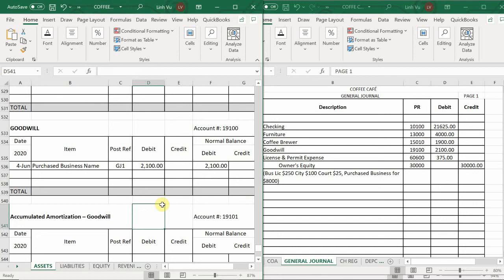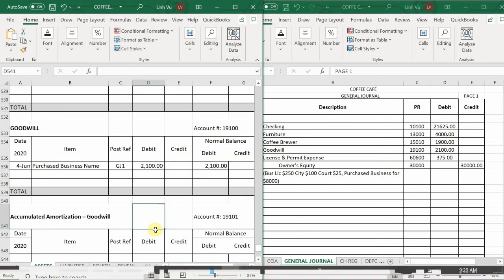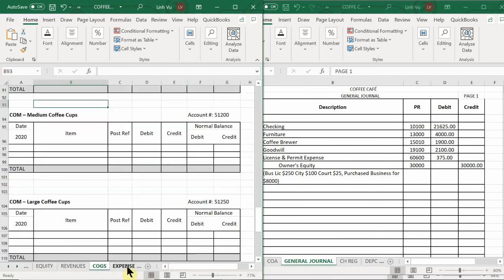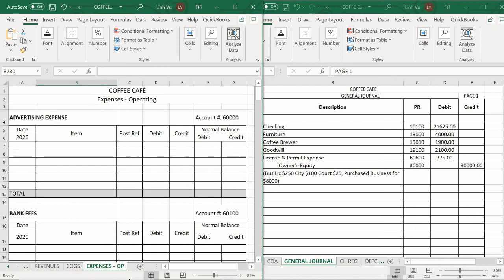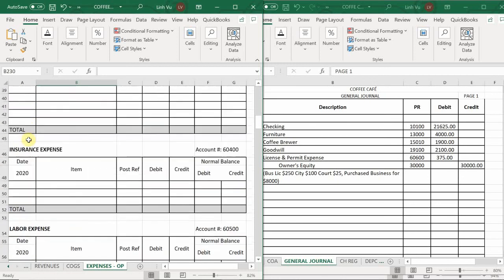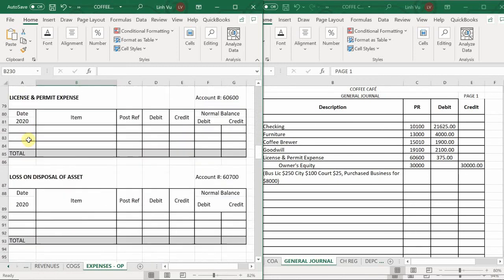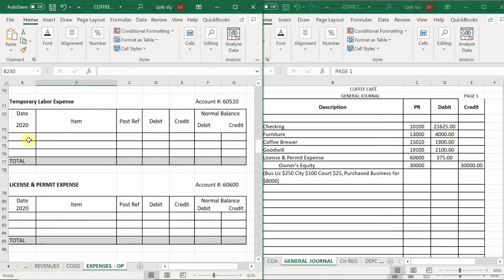All right. Now, let me see. The last debit that I have in my account is going to be a license and permit expense. So now we're going to go down below to my tabs, and I'm going to go ahead and locate my operating expenses. Okay, here it is. Expenses OP for operating. All right. Most cases, a lot of your expenses are going to be in alphabetical order. So in this case, I'm looking for my license and permit expense. Here it is. License and permit expense, account number 6600. Okay. So there we are.